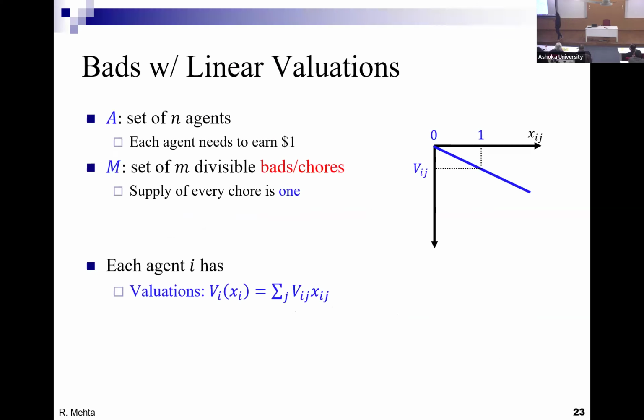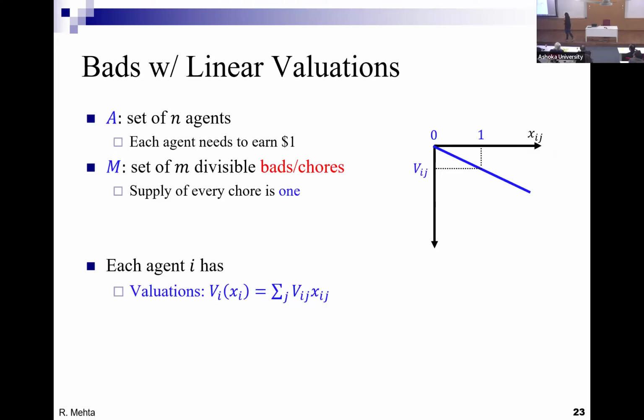Okay, so let's get into it. Just again recall our setting. I'm going to focus only on bads and only on linear valuation, just to simplify our life. So N agents, each has an earning requirement of $1. There are M divisible chores in the market. You can think of as mopping the floor, the number of hours you work, in whatever job market. And the hours are divisible. So these are divisible items.